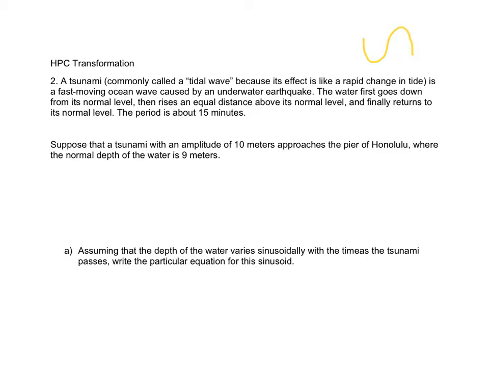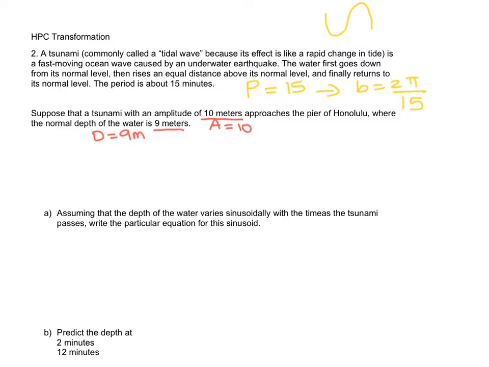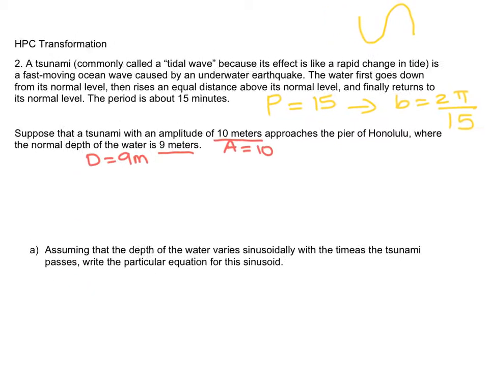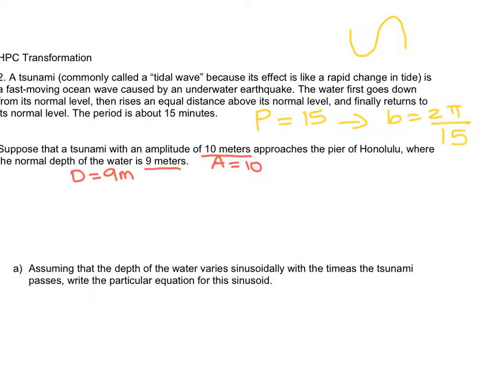The period is about 15 minutes, so if P is 15, then that means that B is 2 pi over 15. Okay? Now, suppose that the tsunami has an amplitude of 10, so A is 10, where the normal depth is 9 meters, so that's the D, since it's the normal depth. So now I think I have all the information I need to be able to sketch a graph, and then write an equation. I know they did not tell me to sketch a graph, but I will, and my expectation is that you will too.